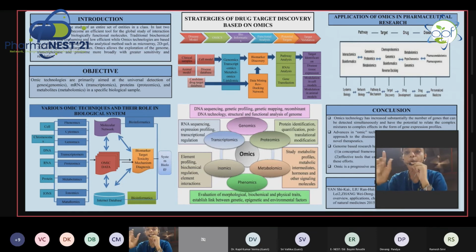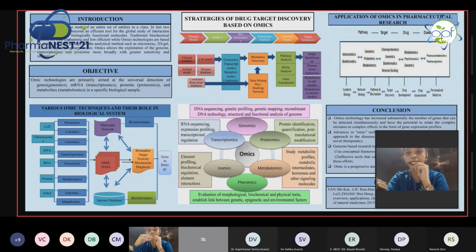Here the omic data gives us two things. The first one is the molecular network. The second one is internet databases, which then gives us a set of biomarkers, which get targeted for the toxicity diagnosis and the mechanism of the toxicity that is being seen in the biological sample, which is then overall seen in the system biology, which gives us overall the bioinformatics about this sample.